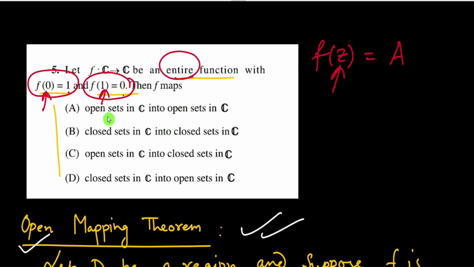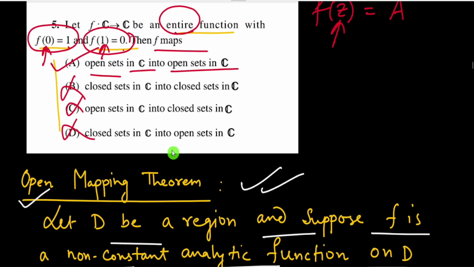Therefore, applying the open mapping theorem, we get that f maps open sets in C into open sets in C. This is necessarily the correct option, and the remaining are incorrect options. And here the domain D is the complete C.